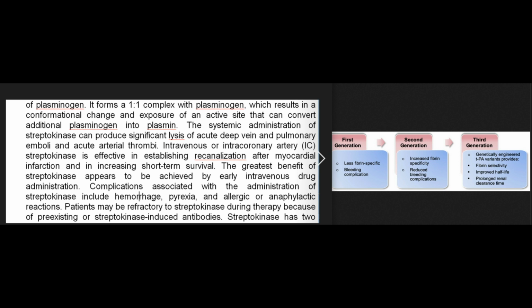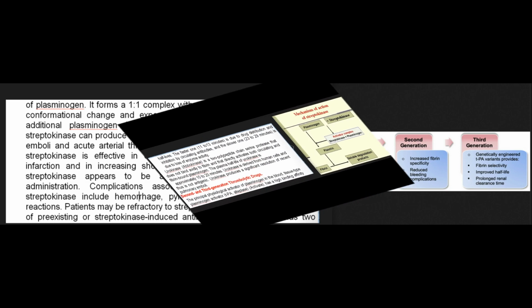Intravenous or intracoronary artery (IC) streptokinase is effective in establishing recanalization after myocardial infarction and in increasing short-term survival. The greatest benefit of streptokinase appears to be achieved by early intravenous drug administration. Complications associated with the administration of streptokinase include hemorrhage, pyrexia, and allergic or anaphylactic reactions. Patients may be refractory to streptokinase during therapy because of pre-existing or streptokinase-induced antibodies.